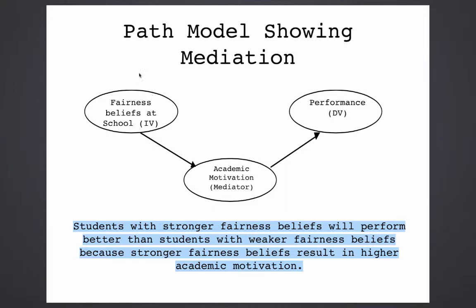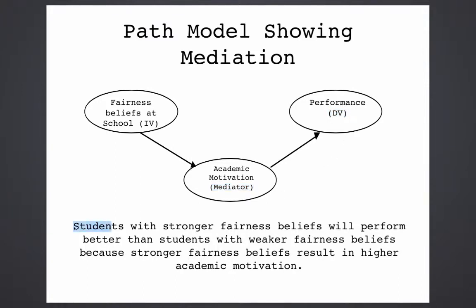So this is a path model for a theory that suggests that fairness beliefs affect motivation, which in turn affects performance. Or to state it another way, fairness beliefs affect performance through its effect on academic motivation. You can see the roles of all the variables here are stated in parentheses. Fairness beliefs are the independent variable, academic motivation is the mediator, and performance is the dependent variable.